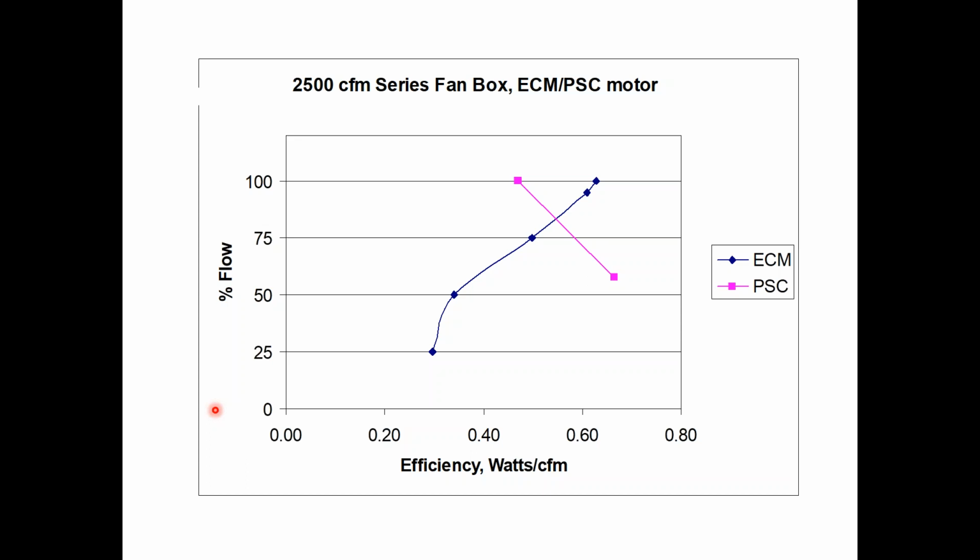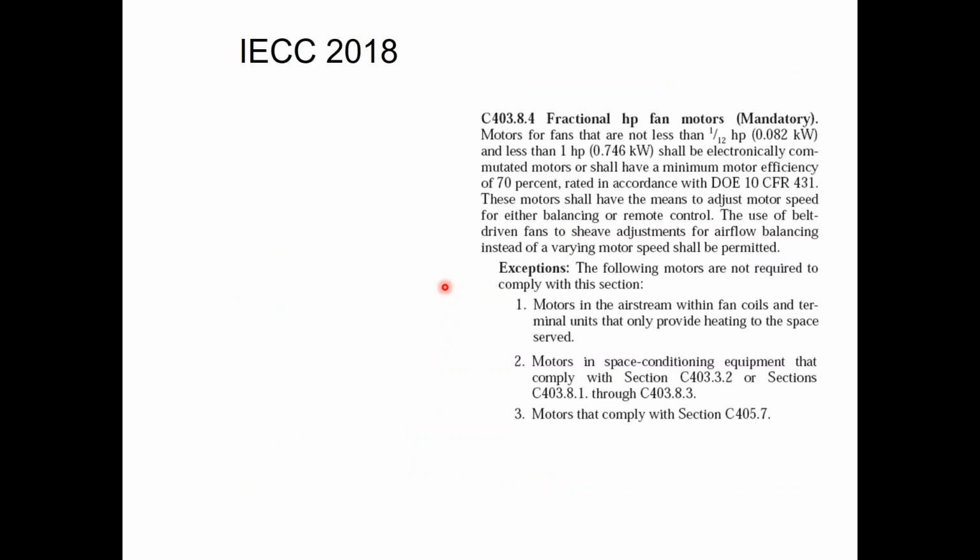And then Jessica says, a lower efficiency value means that the motor is more efficient. Correct. So in this example, 0.4 watts per CFM is more efficient than 0.6. So as I go to the left, things get more efficient. As I throttle the ECM motor back, it gets more efficient when I go to the left, whereas the PSC motor gets less efficient when I go to the right as I back it down.